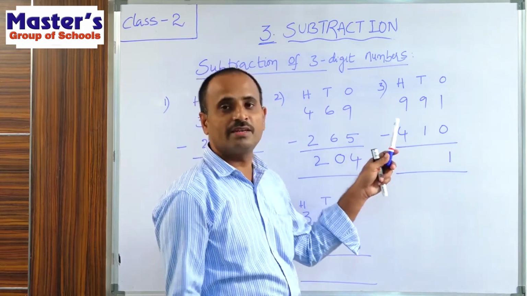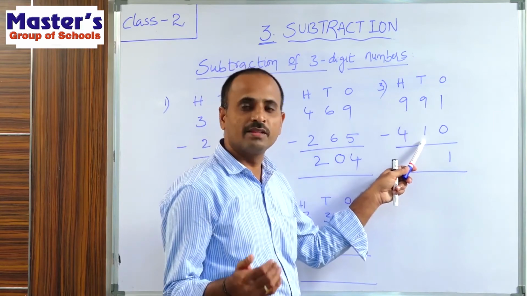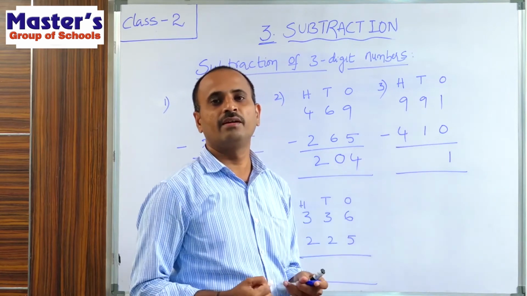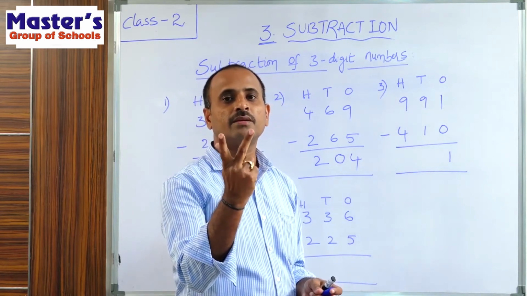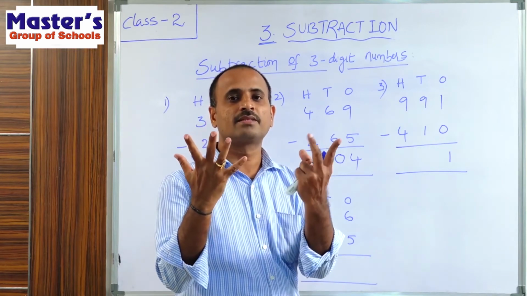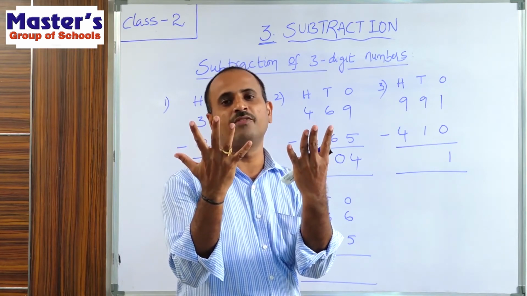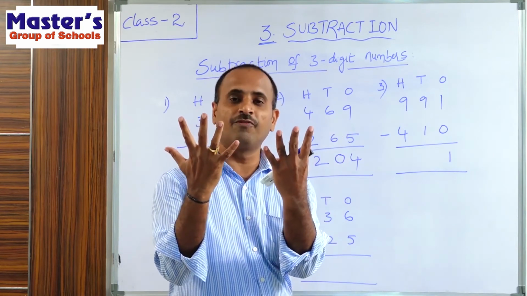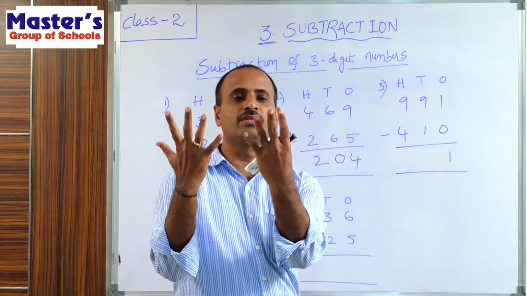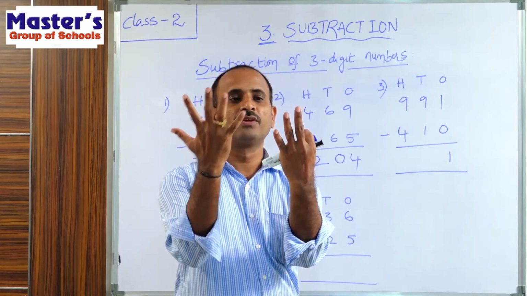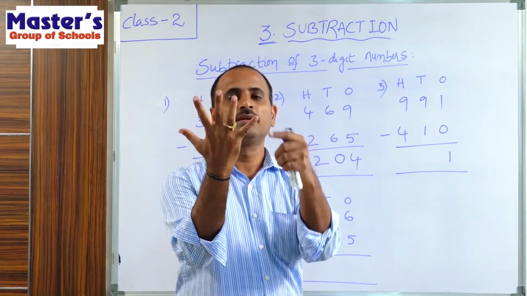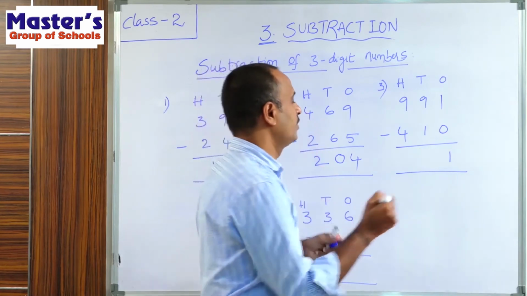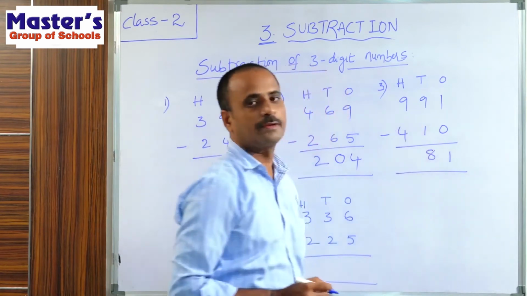What are the digits present in the tens place? 9 and 1 are present in the tens place. So first digit is 9. So open 9 fingers of your hand. 1, 2, 3, 4, 5, 6, 7, 8, 9. So these are the 9 fingers. And what is the second digit in the tens place? 1 is the second digit. So close 1 finger in these 9 fingers. So I am closing 1 finger. So children, how many fingers are left? So 1, 2, 3, 4, 5, 6, 7, 8. So 8 fingers are left. So write 8 under tens place.